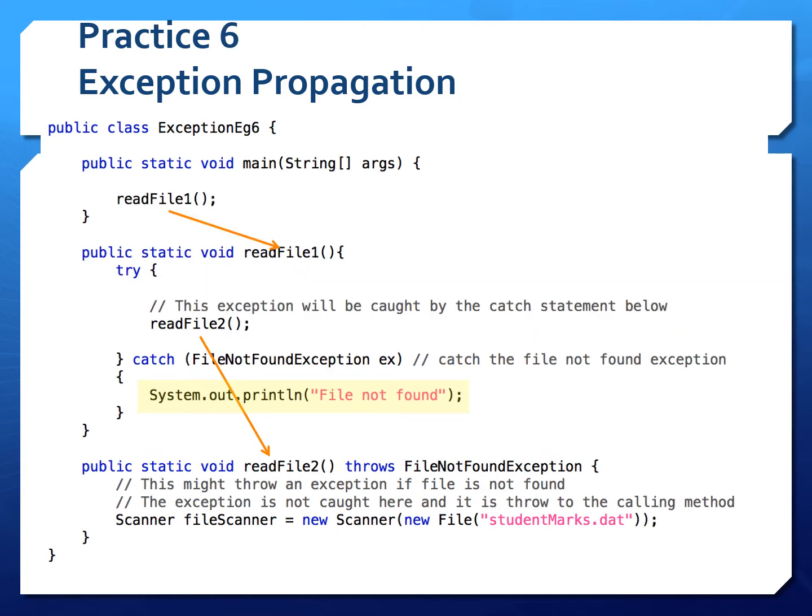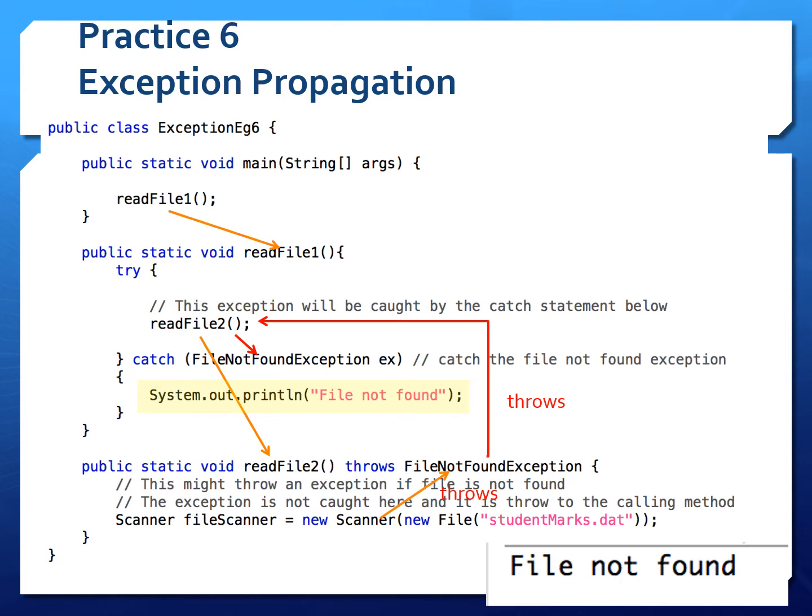In this practice 6 example, the main method will call the readFile1 method, and readFile1 method will call readFile2 method. In the readFile2 method, if the file is not found, the Scanner class will throw FileNotFoundException back to readFile1 method, and be caught by the catch block. And in the catch block, it will print file not found. Pause the video, code and test this example.